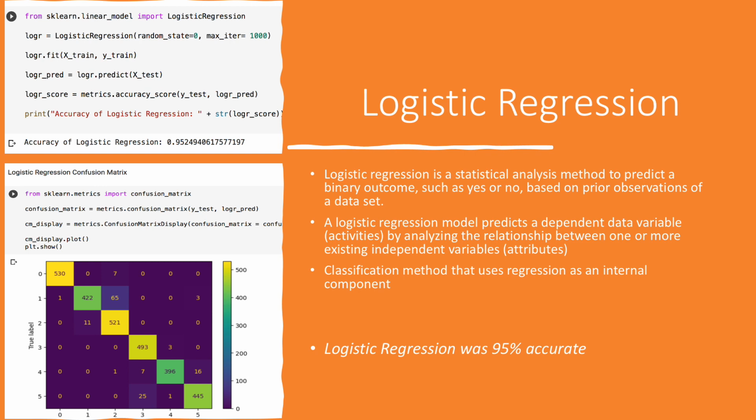This classification method uses regression as an internal component, but regression does not come up with a binary outcome, which is why it just uses it within logistic regression. Logistic regression was 95% accurate, which is a step up from our last two models that we have seen.